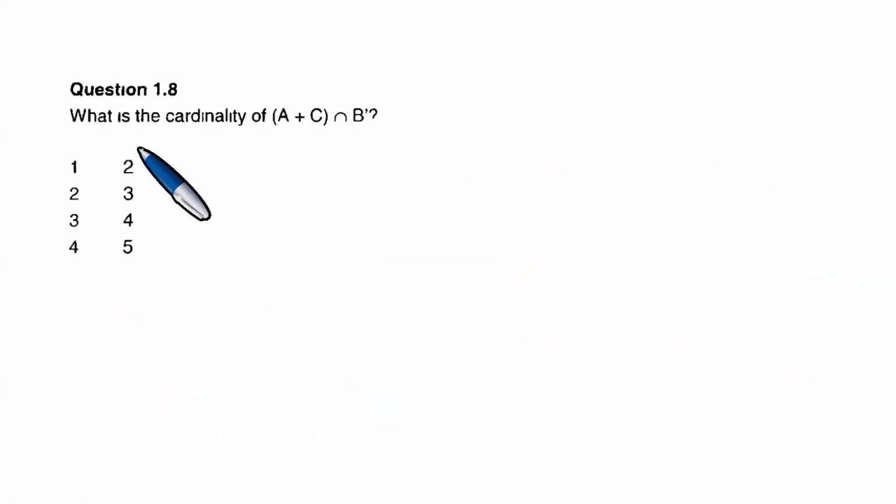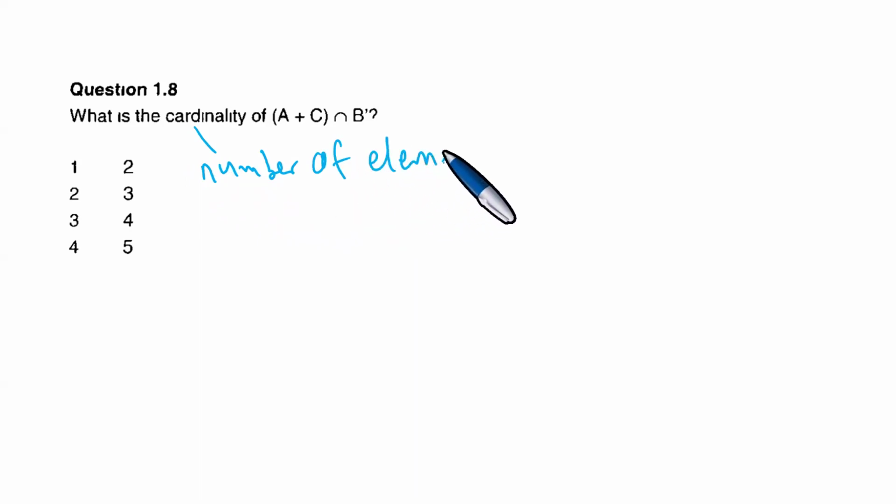Question 1.8. What is the cardinality of the set A plus C intersection B complement? The cardinality refers to the number of elements in the set. The number of elements in the set is called the cardinality.